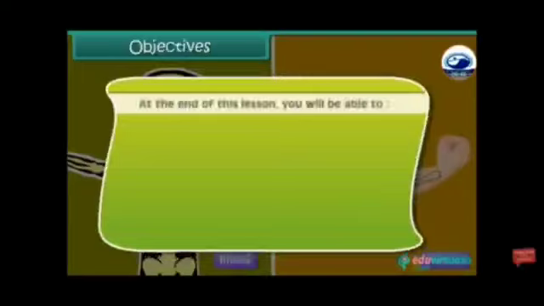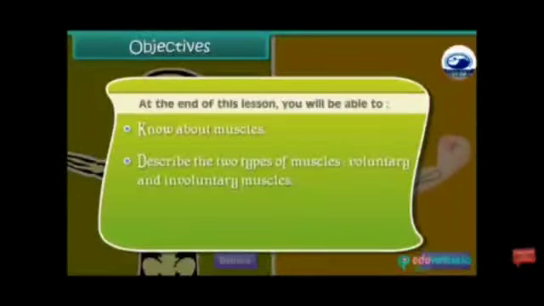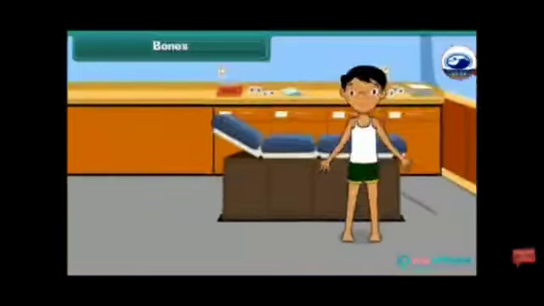Bones and muscles. Objectives. At the end of this lesson, you will be able to know about bones, list the functions of bones, tell about joints, explain different types of joints, know about muscles, describe the two types of muscles, voluntary and involuntary muscles, and discuss the functions of the muscles.